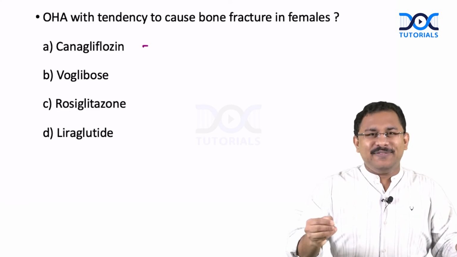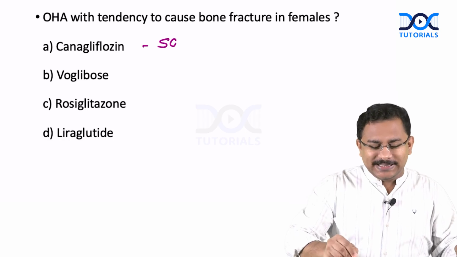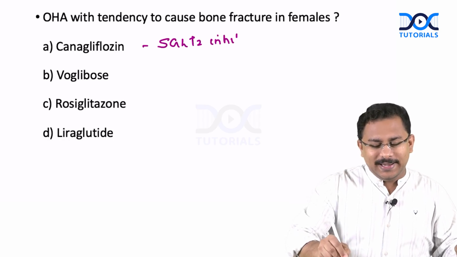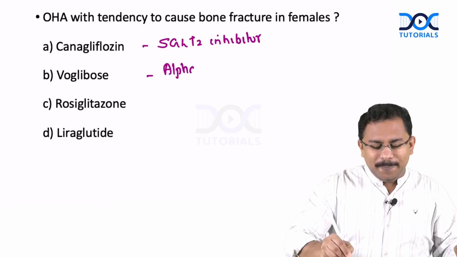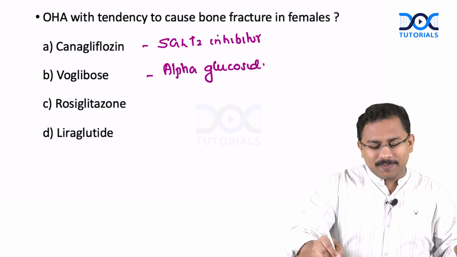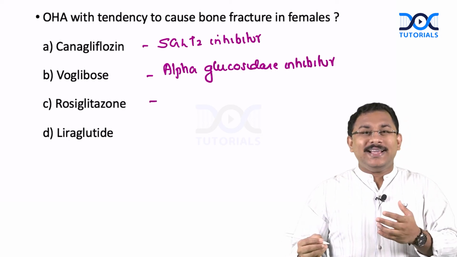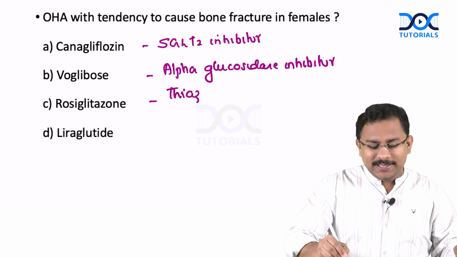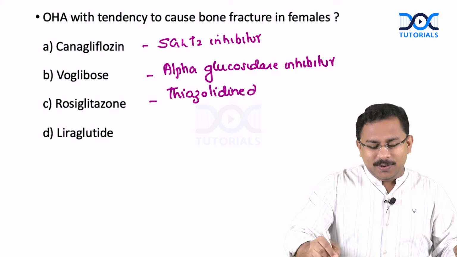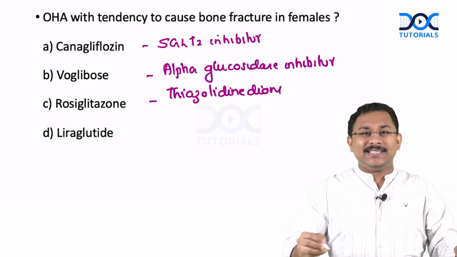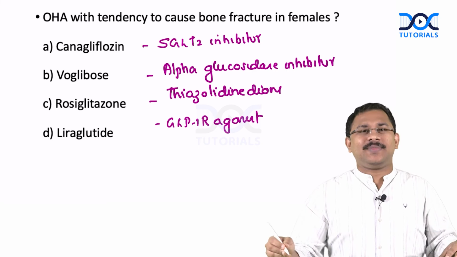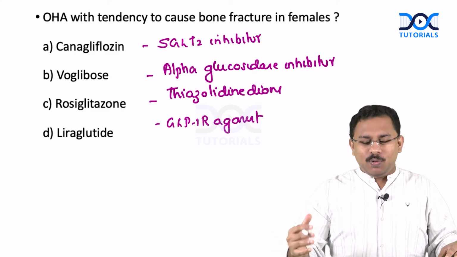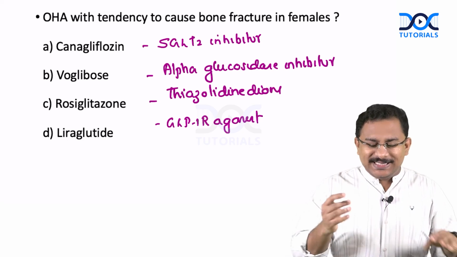First of all, canagliflozin. What is canagliflozin? It is a SGLT2 inhibitor. And what is voglibose? It is an alpha glucosidase inhibitor. Rosiglitazone is a thiazolidinedione. And liraglutide is a GLP-1 receptor agonist.